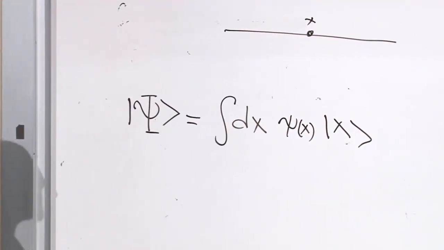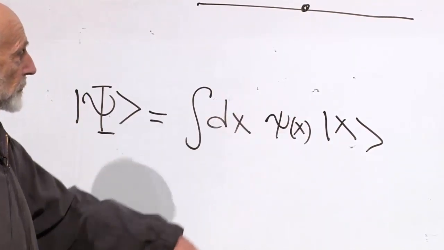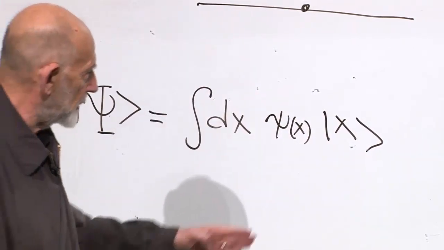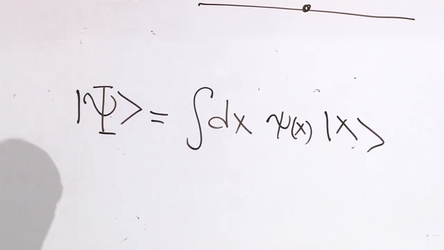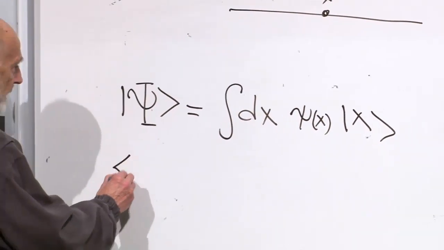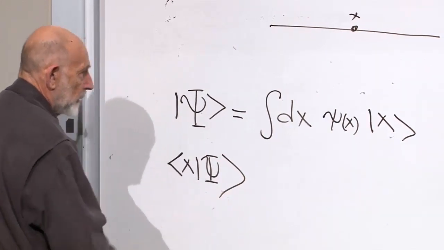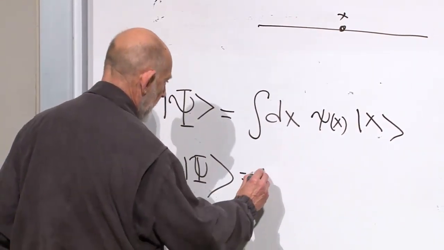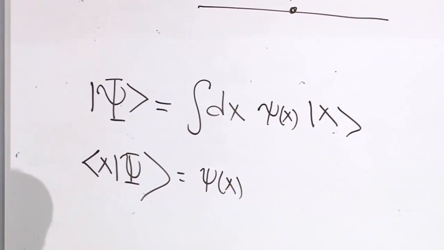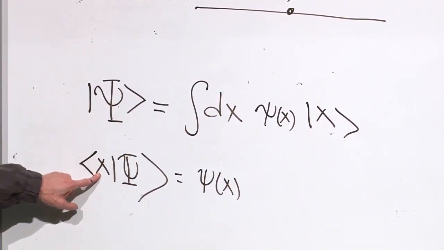This is completely analogous to what we've done in the past, where we've taken an arbitrary vector and expanded it in terms of eigenvectors of something. And these are the coefficients here, and we call these things the wave function. And in fact, they are given by the inner product of the eigenvector x with the state psi. That is psi of x. This is fully analogous to what we studied in simpler systems. Wave function is the projection of the state onto a state of definite x.